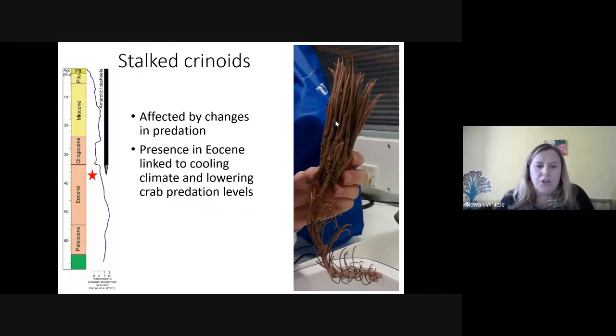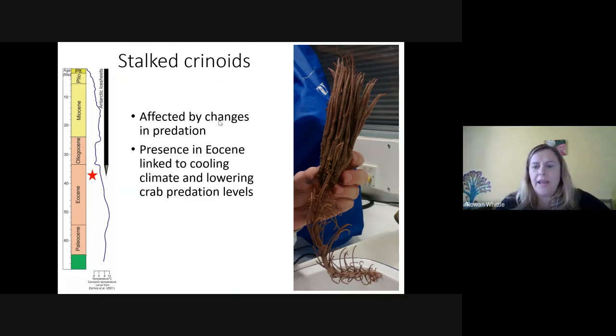Having shown that this first unit in the Antarctic fossil record doesn't really show any changes in ecology with a mass extinction event, we went on to look at some of the key groups that have been used to try and understand predator and prey relationships in the fossil record. We decided to look at stalk crinoids because these were a very key organism used to establish when the modern Antarctic community structure might have evolved, and also because they're very affected by changes in predation.